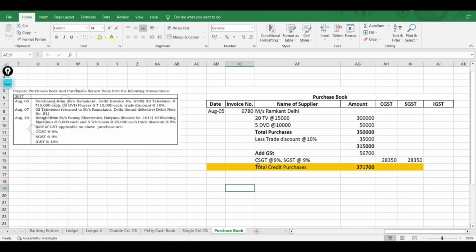CGST and SGST is applicable for one transaction and IGST is applicable for the other transaction. Just a quick revision here. We have written the invoice number, we have written our supplier. Next we recorded the products purchased, goods purchased, that is 20 TVs at 15,000.